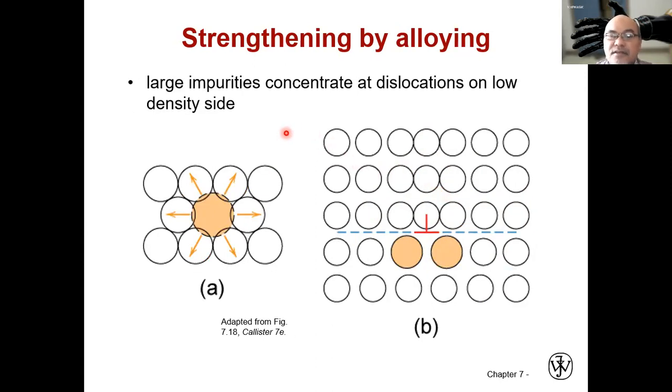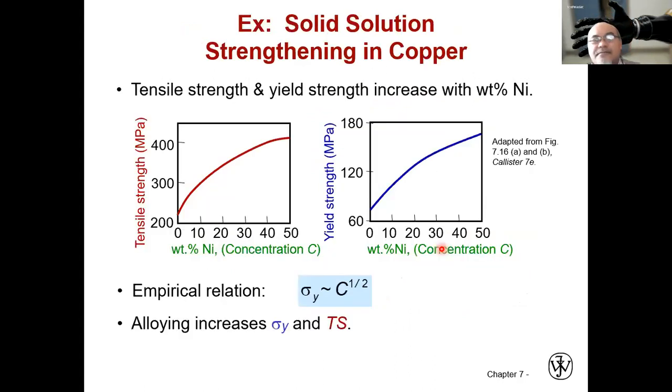Large impurities, on the other hand, will concentrate at the dislocation on the low density side. The low density side means that when there are no impurities here, there is a tensile field. When you put larger impurities here, it will create a compressive field around it. The compressive field will compensate the tensile field of the low density side of the dislocation.